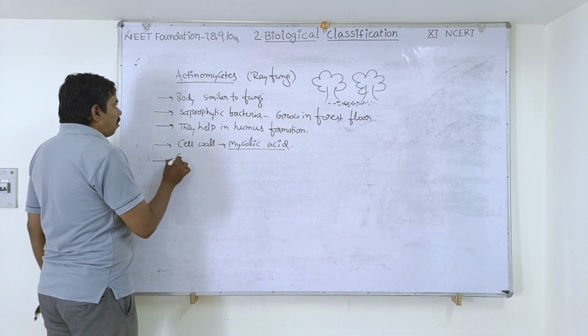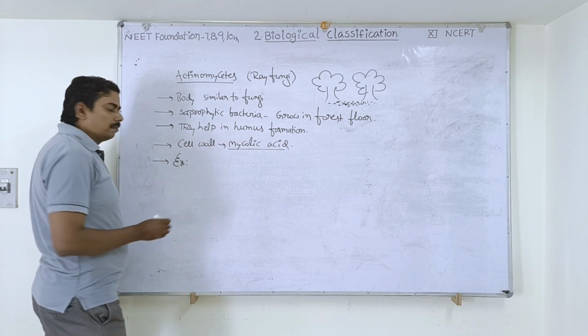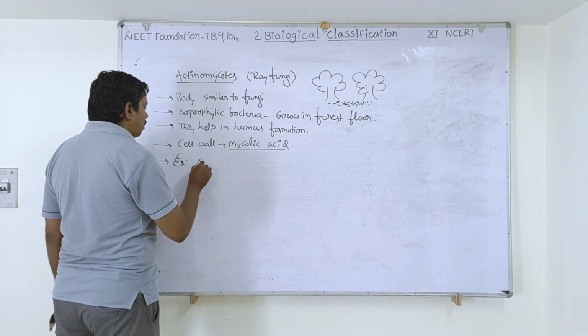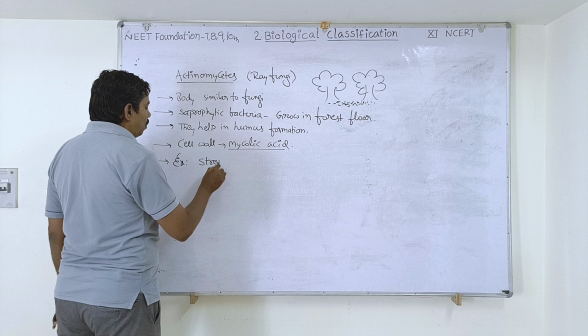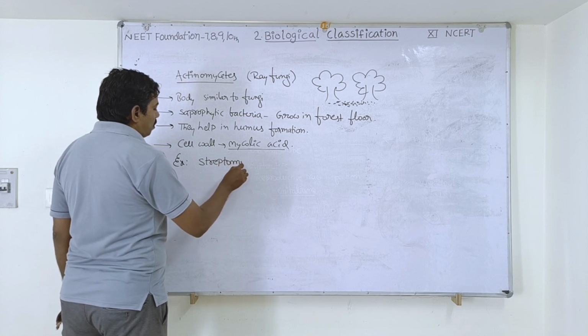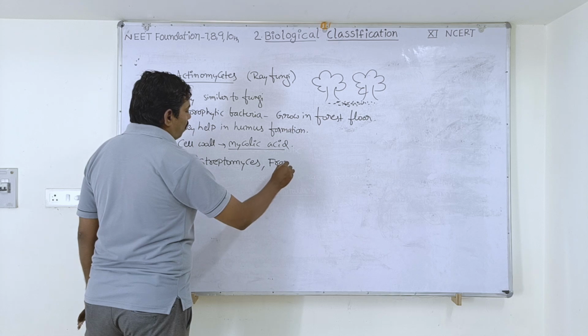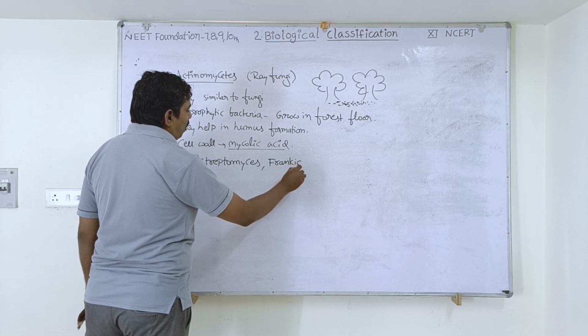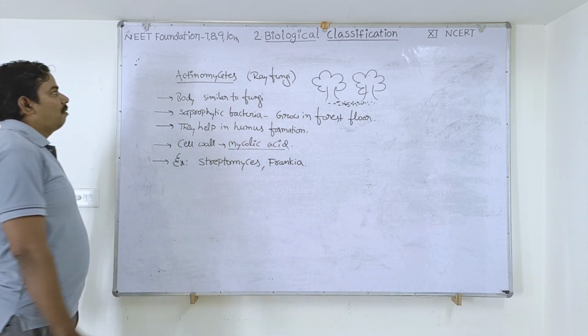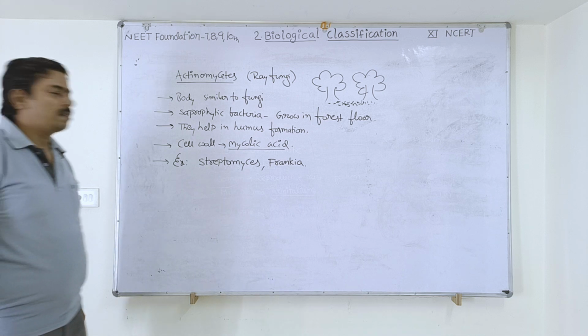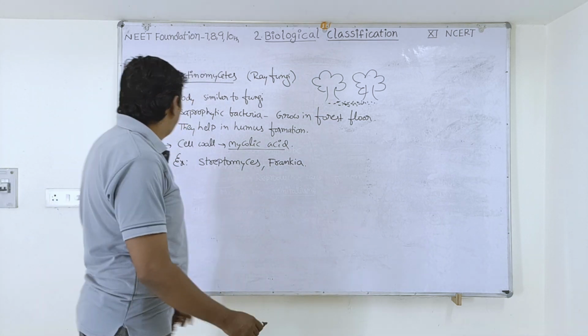Now examples of actinomycetes are Streptomyces and Frankia. So these are the examples of actinomycetes. Copy down, students.